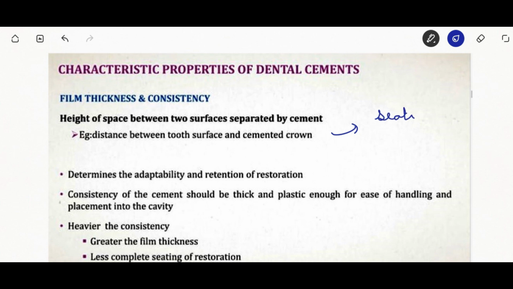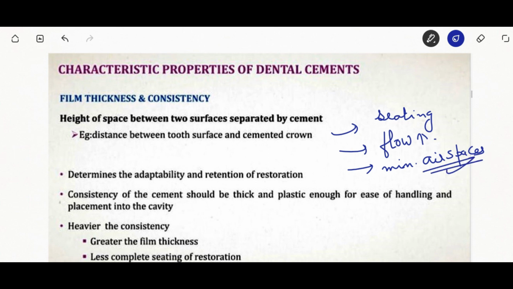Why? It improves the seating of the restoration, and it helps in greater flow and wetting of the tooth and restoration surface, which will improve the bonding. It minimizes the air spaces and structural defects that are present in the bulk of the cement. Remember, the film thickness is measured in micrometers.